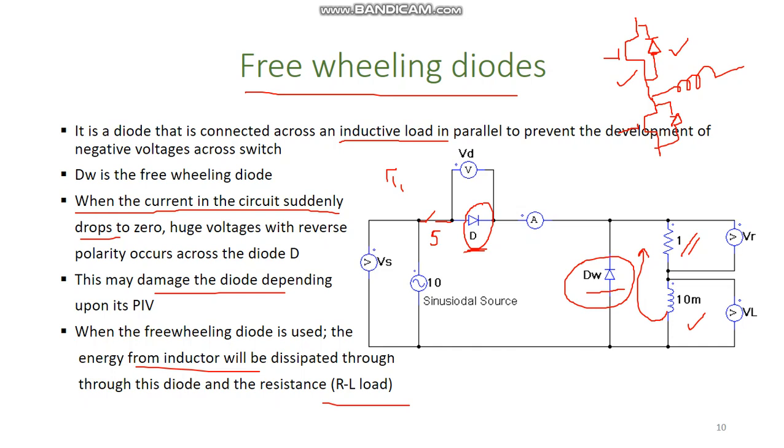This inductive load may be a motor or some other load. So I think it is now clear why some of the circuits that you found online had these diodes across the switches in parallel. They are also freewheeling diodes.